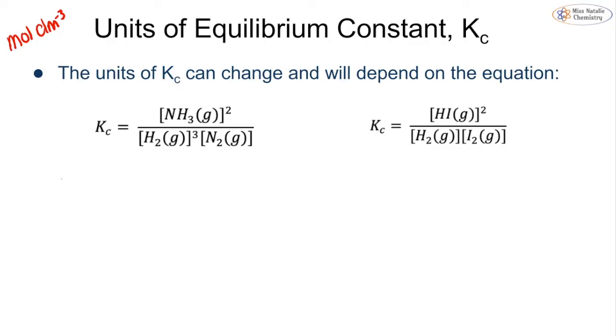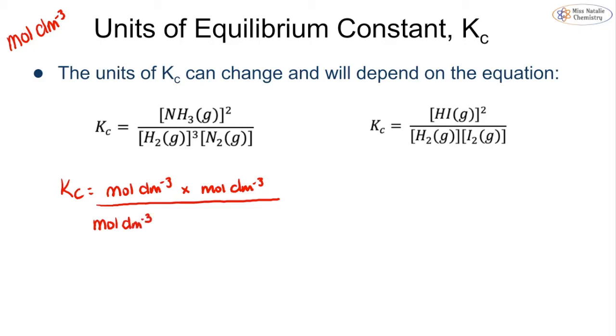In this case, for my Kc, if my concentration is squared, I have moles per dm cubed times moles per dm cubed. If I then go to the bottom half, the concentration of the hydrogen is cubed, so I have to have that 3 times, and then I am multiplying it by the concentration of the nitrogen, so that is also included. So I now have 4 moles per dm cubed at the bottom.